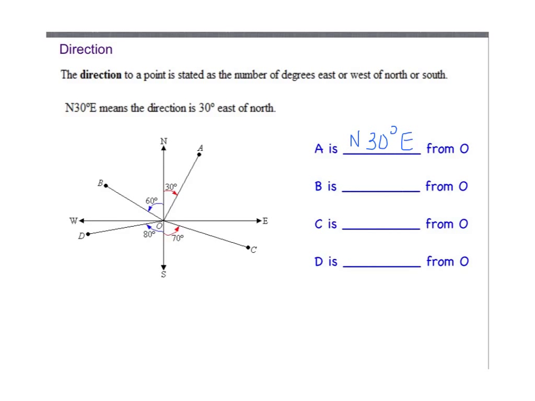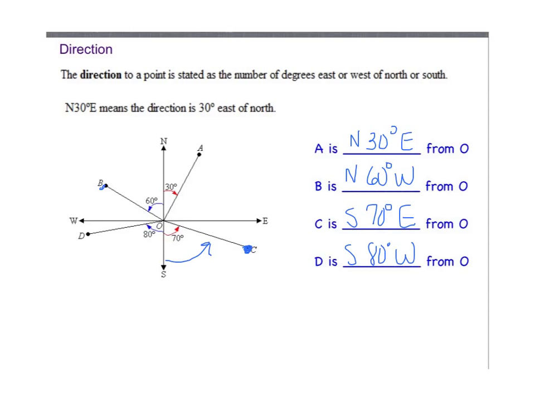So B, I go over here and I find B. Here's B. B is 60 degrees from the north, right? So 60 degrees north and west from O. Okay, C is drawn from the south. That's 70 degrees. So that's my actual degree, 70 degrees south and east from O. And then try D. Try D. Okay, south 80 degrees west.